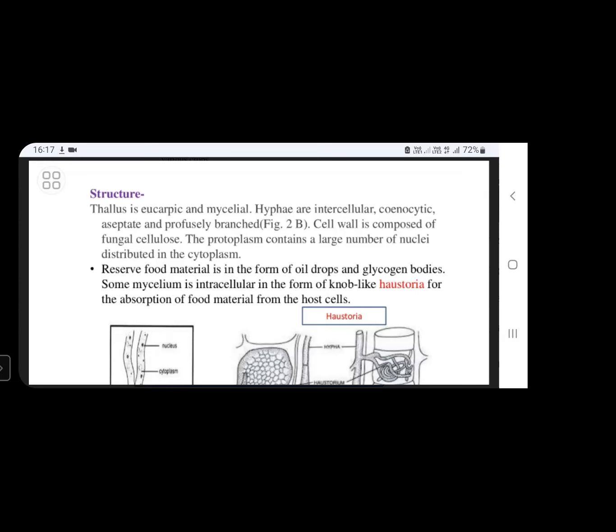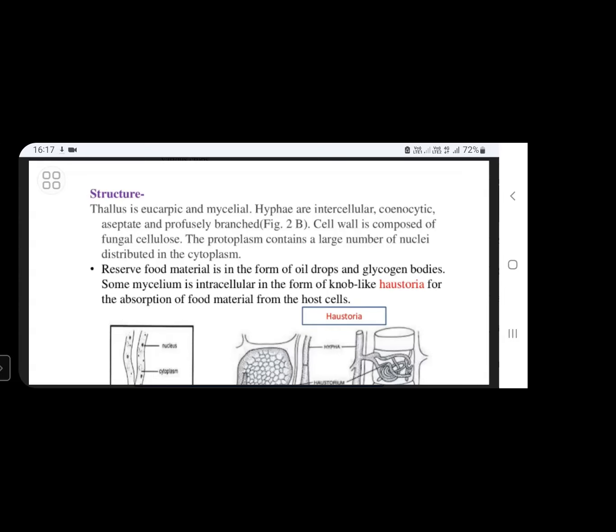This mycelium will produce some outgrowths. These outgrowths are called haustoria. The shape of the outgrowths appears like knobs. Such knob-like outgrowths are produced by this fungal mycelium and are called haustoria. With the help of these haustoria, this fungus absorbs nutrients from the host organism.